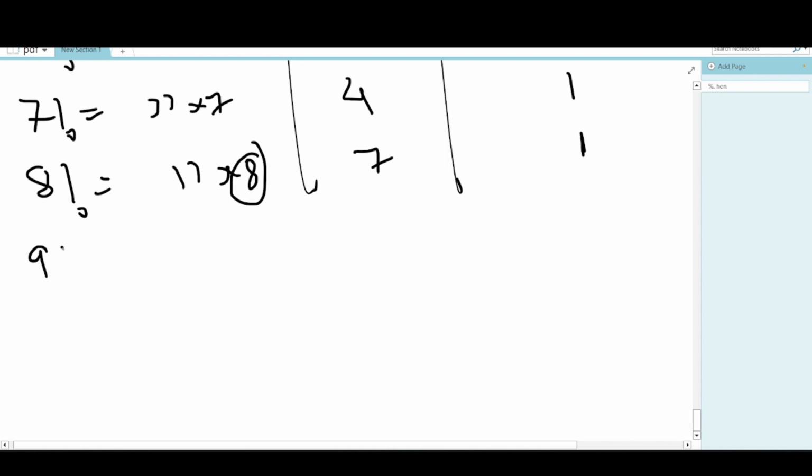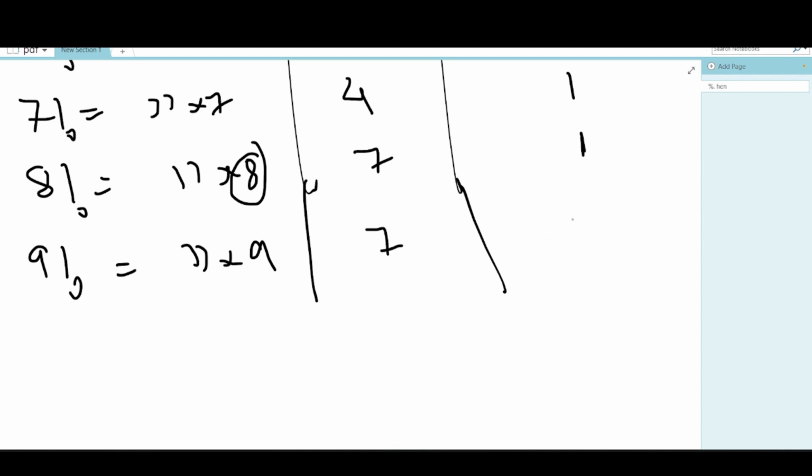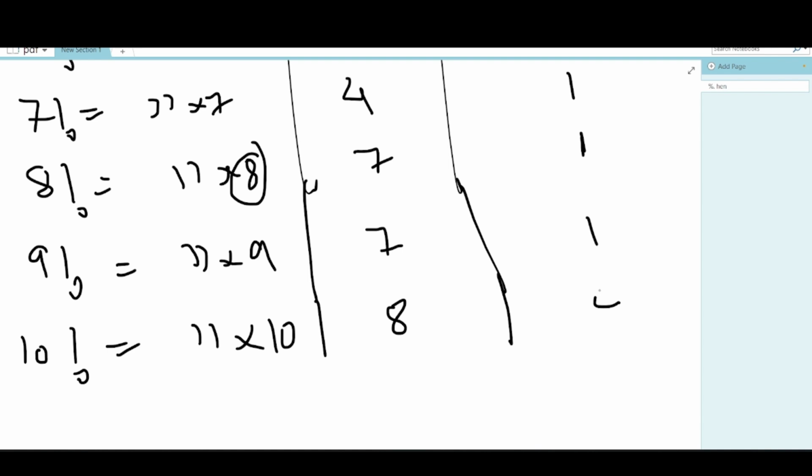Now coming to 9 factorial. Everything is multiplied with 9. This won't be adding any new factors of 2 or 5 either. So that remains 7 and 1. Now coming to 10 factorial. Everything into 10. This will be adding one factor to both 2 and 5. So this becomes 8 and 2.